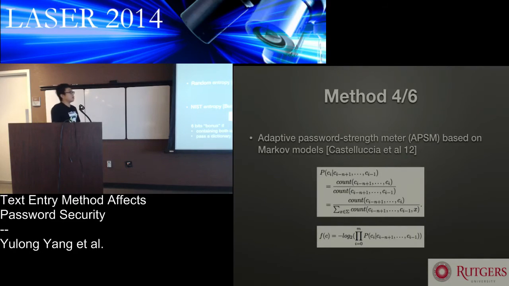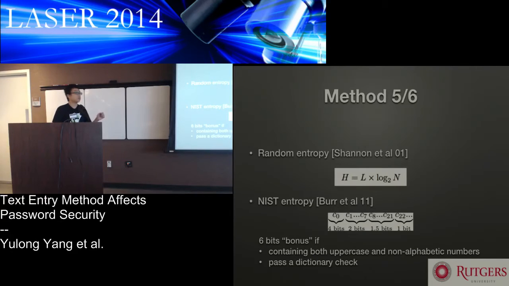The next two metrics we use are random entropy and NIST entropy. The first was introduced by Shannon. It is to quantify the uncertainty in a given string. The random entropy is shown in the first equation. L is the length of the string, and N is the number of all the possible characters that could occur in the string. This equation assumes the string is randomly generated, although in our case the password is not exactly randomly generated.